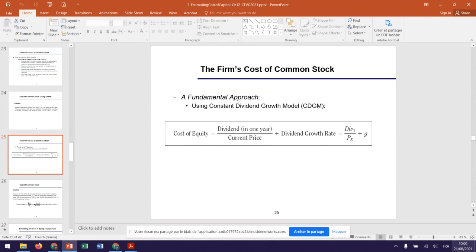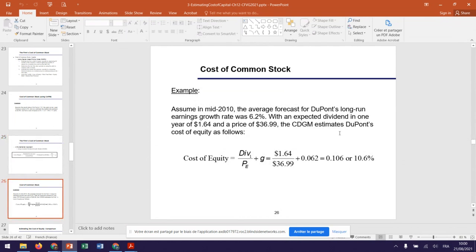Okay, so as you can see here, if I give all this information, I have the long run earning growth rate, which can be estimated by investors, by equity analysts, and so on and so forth. You assume that the earning growth rate was 6.2% and the dividend payout remains the same. So therefore, the G, which is the growth of the dividend, can be estimated at 6.2%, and the dividend is 1.64. Divided by 36.99, and then I get 10.6% as the cost of equity.